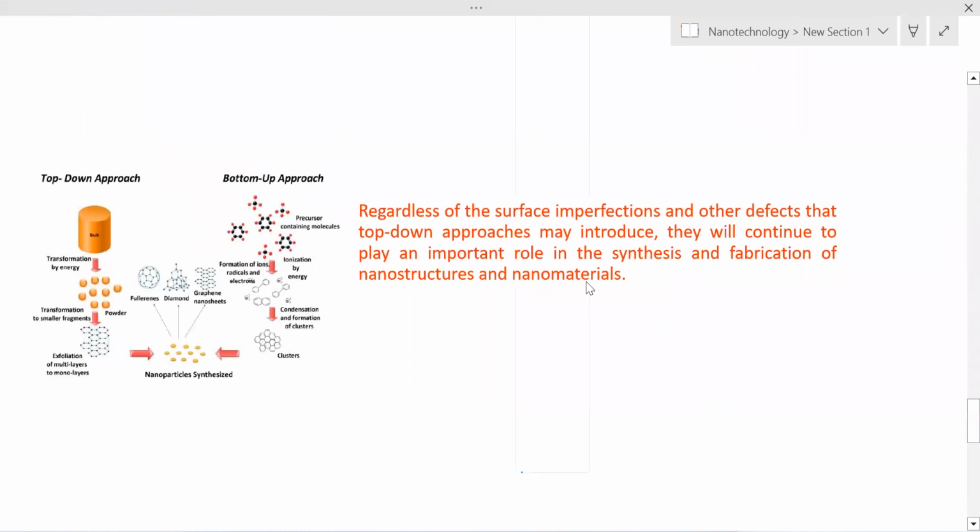So regardless of the surface imperfections and other defects the top-down approaches may introduce, it plays an important role in the synthesis and fabrication of nanostructures and nanomaterials, despite having these demerits like surface imperfections and other defects.